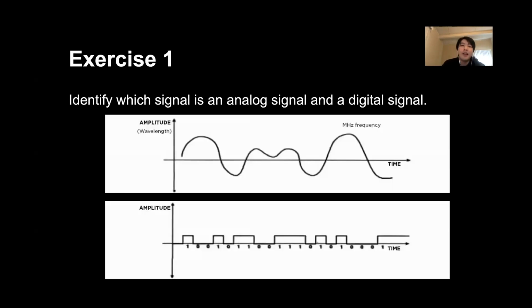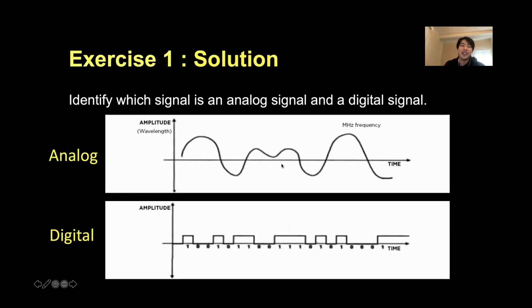Okay. Exercise 1: identify which signal is an analog signal and which is a digital signal. Pause the video. Come back when you're done. Maybe this was too easy. The first one is analog, and the second one is digital. There's a clear distinction, right?